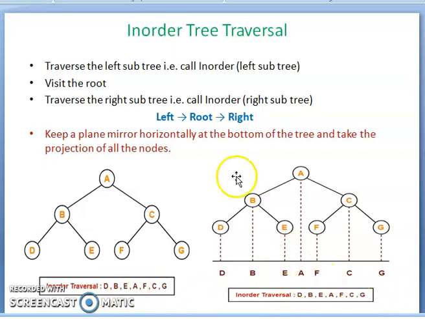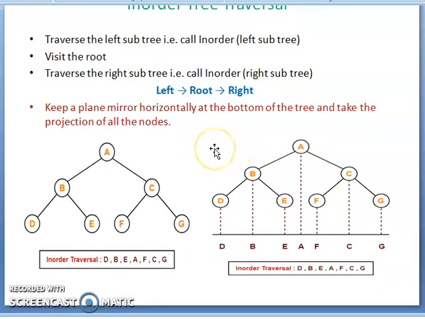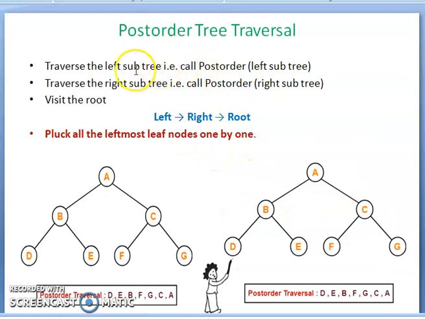This is a simple technique, right? And the third one is post order. Post order means traverse the left subtree, implement the post order for the left subtree, and then traverse the right subtree, implement the post order for the right subtree, and then only you visit the root. Root is always at the last. You visit the root last, right?